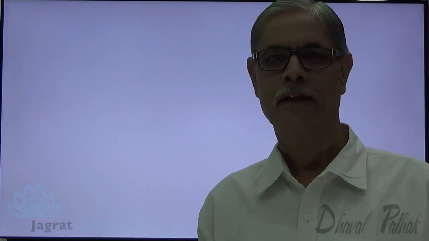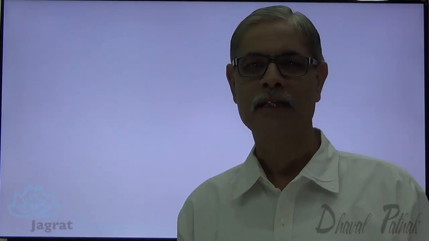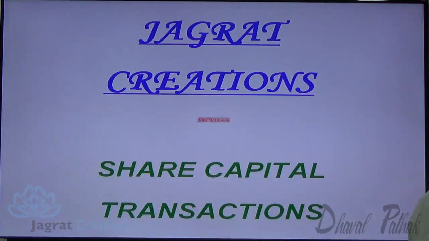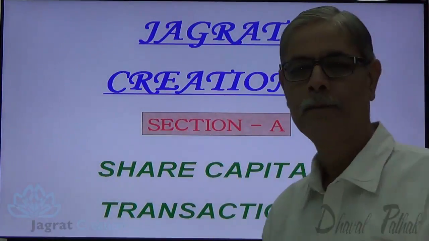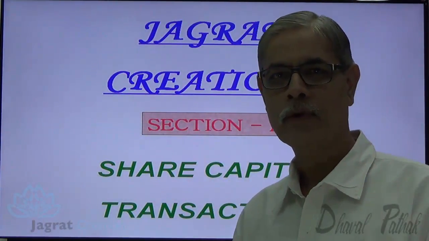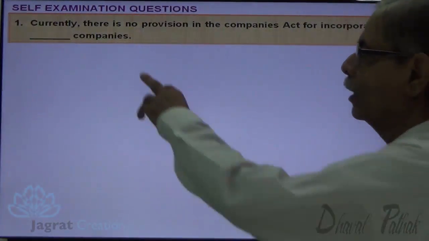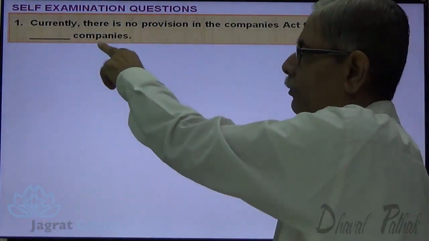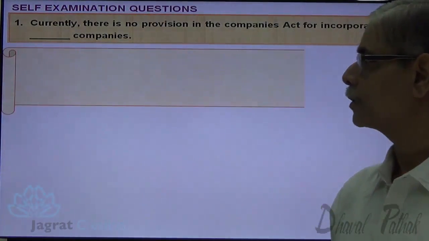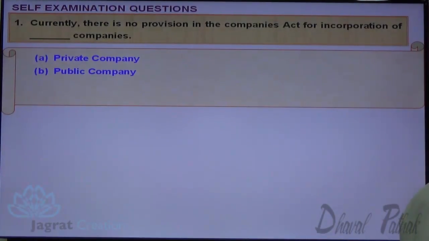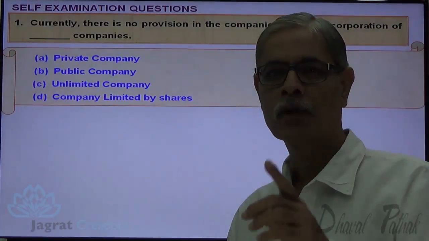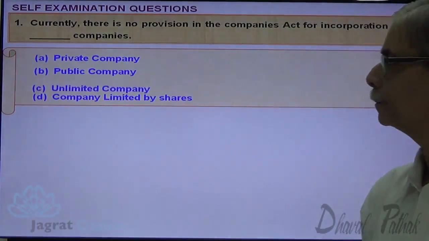Now I want to start with multiple choice questions from a chapter on share capital transactions. All these questions are taken from section A. Observe the multiple choice questions. Currently, there is no provision in the Companies Act for incorporation of fill in the gap companies. Options are private company, public company, unlimited company, limited by shares. Unlimited company is the correct answer.